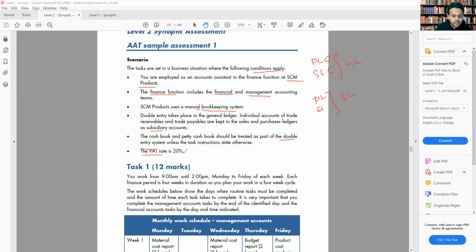The VAT rate is 20%. The reason they say this at the beginning is that in any part of the question, if we see there is no VAT rate, we have to understand the VAT rate is 20% because it is fixed. All right, let's move on to one of the questions now and have a look.